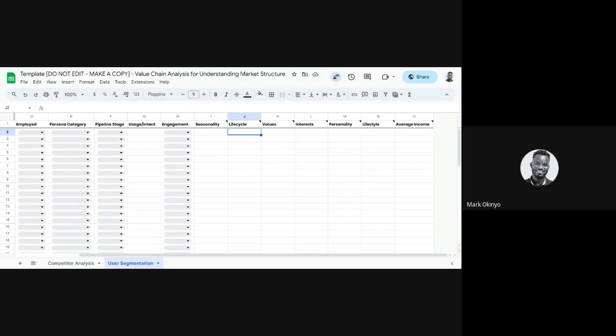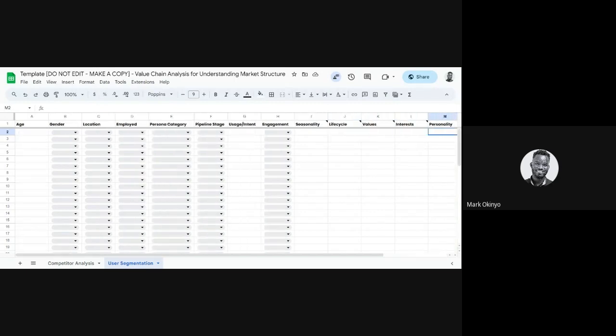Values, these are things that drive their decision making. Interests, in terms of where they are, what they are interested in, what they are reading, where they spend their time, things like that. Personality, so you can also define this for your own business. And then income. So these are things that you can use to actually segment your user base, and then also have some focus on with the marketing activities that you're doing.